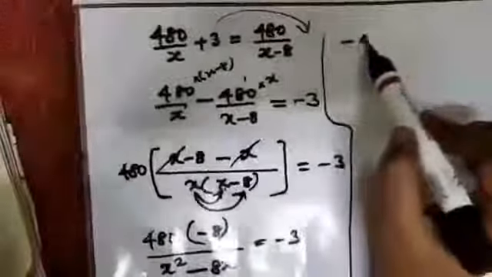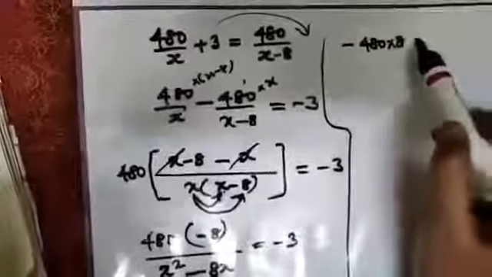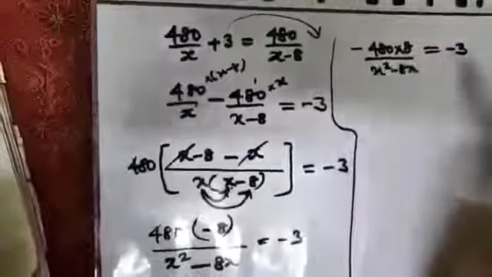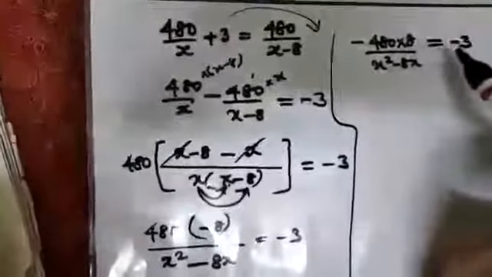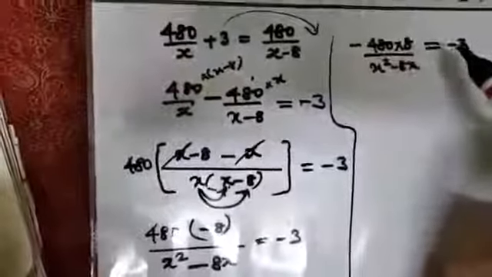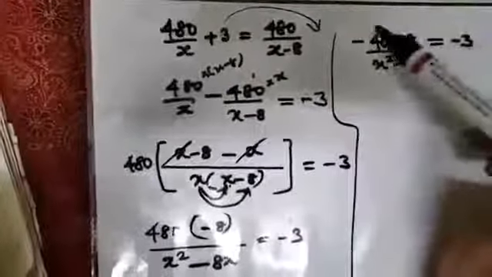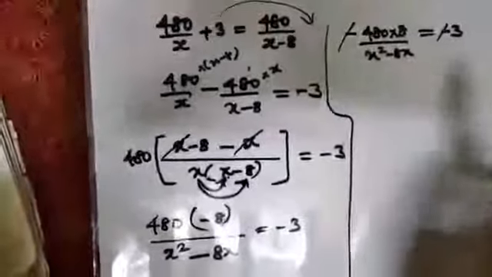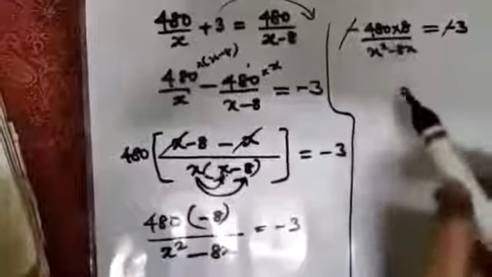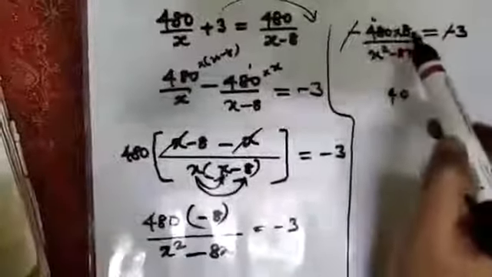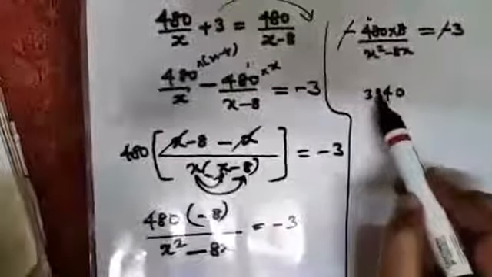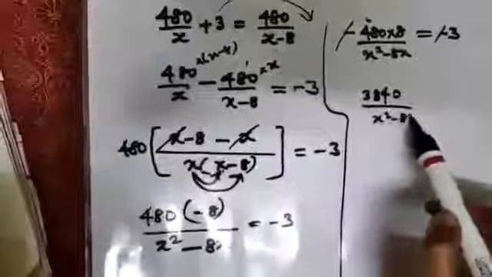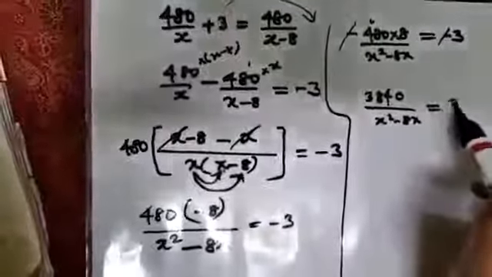So it is minus 480 into plus 8 only, and it is equals to minus 3 by x square minus 8x. Always remember the equal to sign maintains both things together in balance. So if you see the same sign on both sides, you can cancel. Minus gets cancelled. 480 into 8: 8 zeros are 0, 8 8s are 64, 6 carries, 4 8s are 32, 32 plus 6 is 38, so 3840 by x square minus 8x, and it is equals to 3.